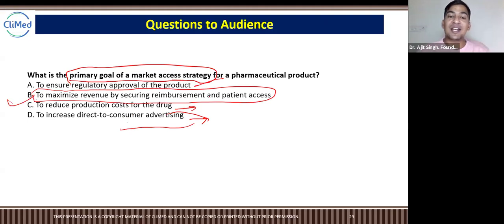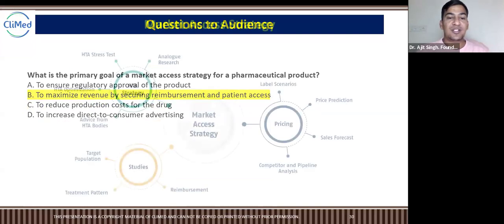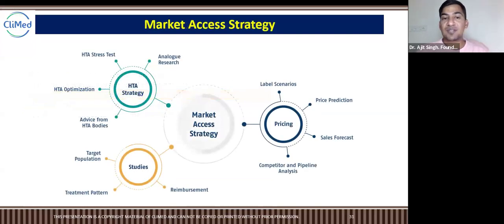But here market assess strategy comes with maximizing the revenue by securing the reimbursement and patient access. How we can penetrate to most of the target patients. Okay. Here, maximize the revenue. See, here are the marketing strategy, market assess strategy. Assess means how do we study the market? Okay, how do we study the market?